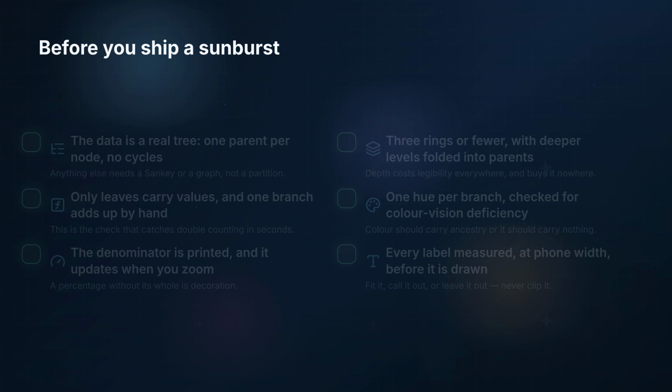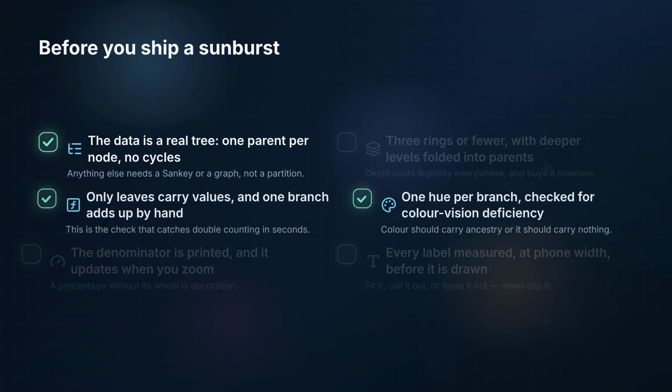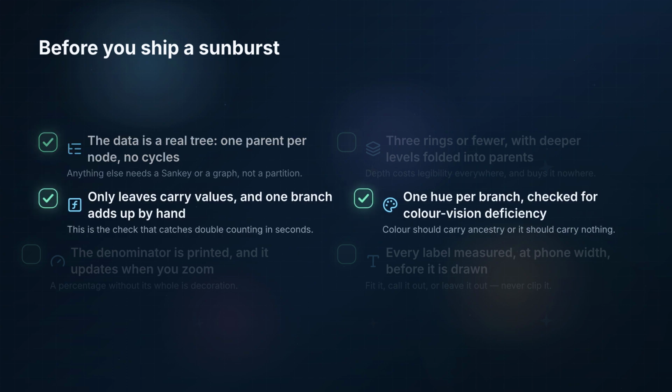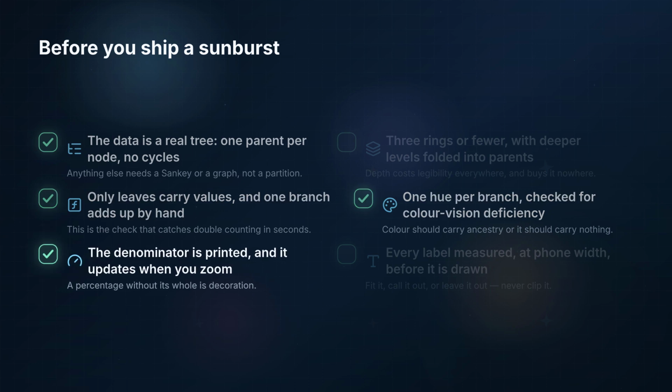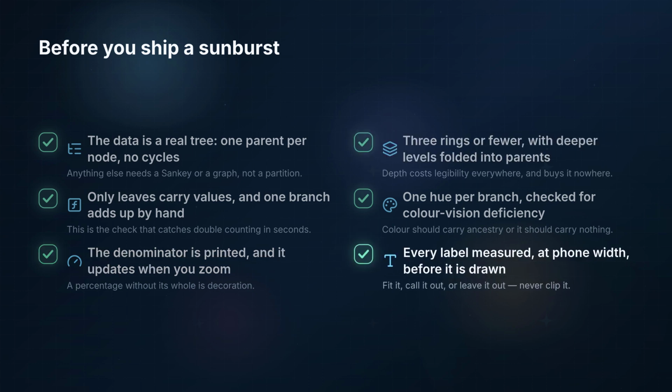Here is the whole thing as a checklist you can run before you ship. Is your data a real tree? One parent per node and no cycles? If not, you need a different diagram, not a different palette. Do only leaves carry values? And does one branch add up by hand to what the center claims? Is the denominator printed? And does it change when someone zooms? Are you at three rings or fewer? Was every label measured at phone width before it was drawn?